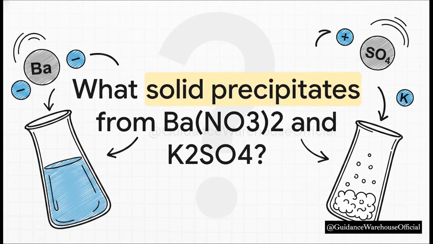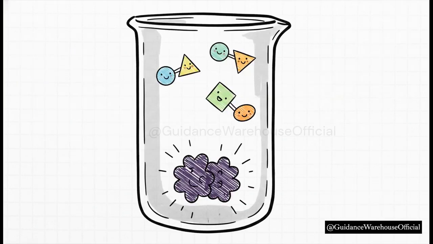Let's do one more rapid-fire retention check just to make sure you have this down. If you mix barium nitrate and potassium sulfate together, they're going to swap partners. Based on the rules we just discussed, which new combination is going to form the solid precipitate? The answer is barium sulfate, BaSO4. When they swap, potassium nitrate stays soluble, but if you look at the sulfate rules, barium is listed as an exception, therefore barium sulfate is insoluble and it becomes our solid precipitate.